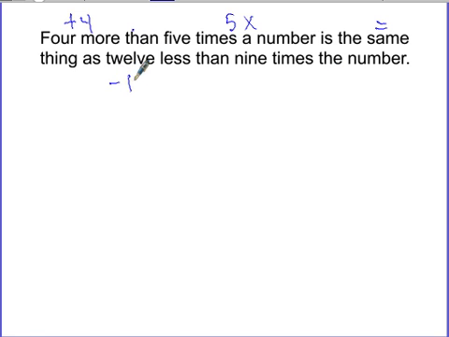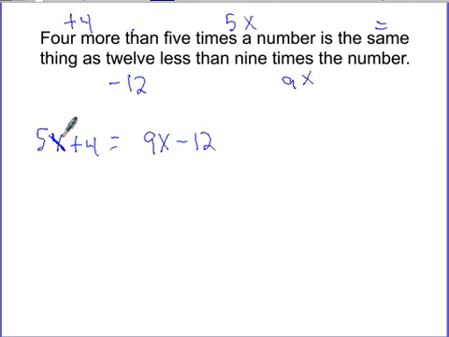12 less means minus 12. Than means something's going to go in front of the minus 12. And it's 9 times the number, 9x. So we end up with 5x plus 4 is the same thing as 9x minus 12.